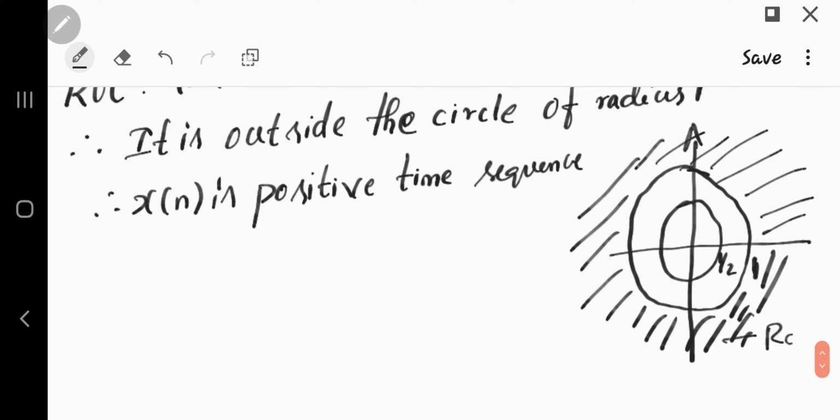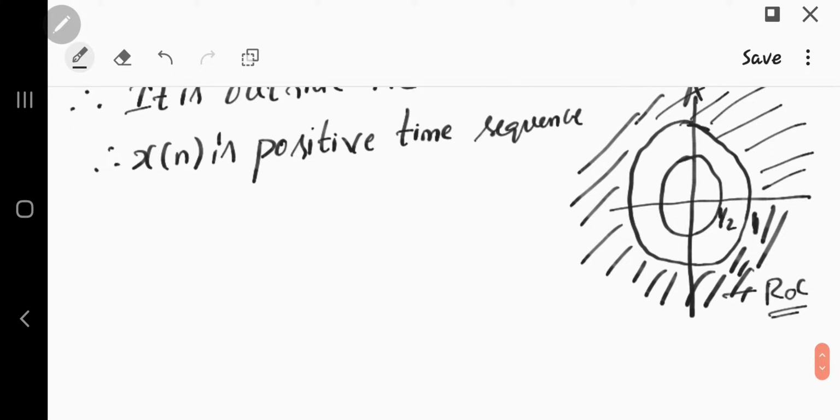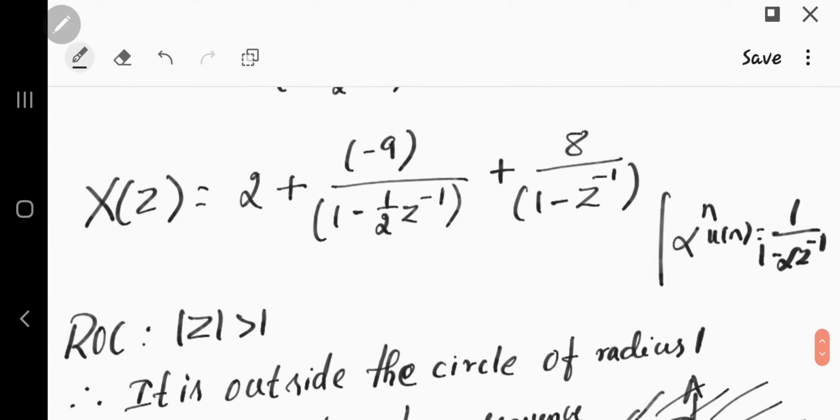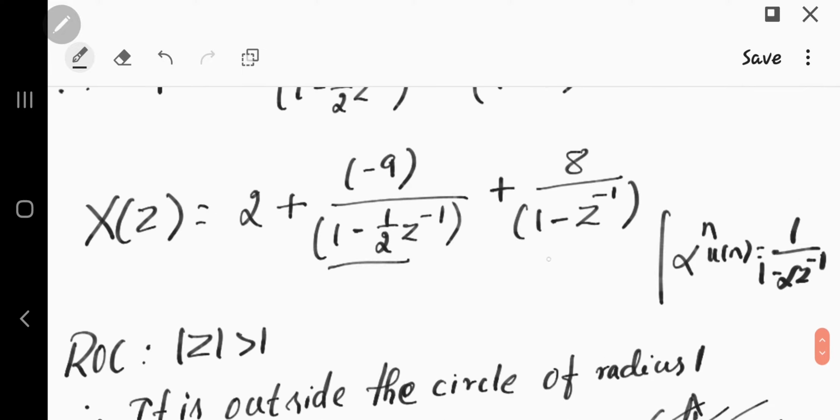So this is ROC. If it is greater than 1, if it is outside the circle of radius 1, then obviously it is outside the circle of 1 by 2 as well. So that means both the terms, first and second, are right-sided sequences only. Now that part is over. So this is right-sided, or positive time sequence. Now what about this 2?